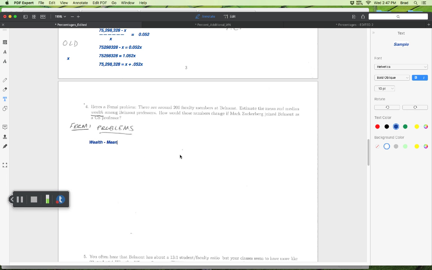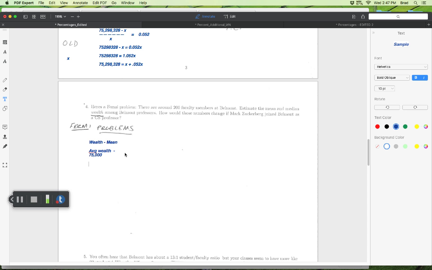What about the mean here, this measure of center? How would that change? So what we're going to use here is actually weighted means to figure this out. So let's say that the average wealth of a professor currently is about $75,000. I'm not going to comment on anything. Let's just say that's what it is. Then we want to figure out, adding in Mark Zuckerberg's wealth, how does that change from where we were before?